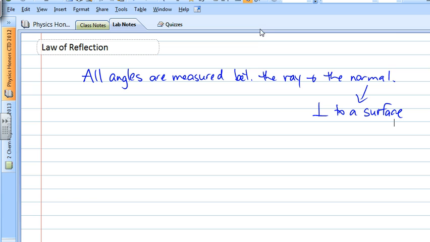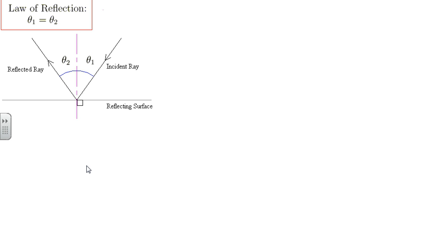So again, the law of reflection simply states that theta 1 equals theta 2, or another way to write it is that theta incident equals theta reflected. And whether you use a 1 or a 2, an I or an R, doesn't really matter as long as you understand what you're using in which scenario. Okay? So there's a couple of other things I want to mention about reflection in this video.